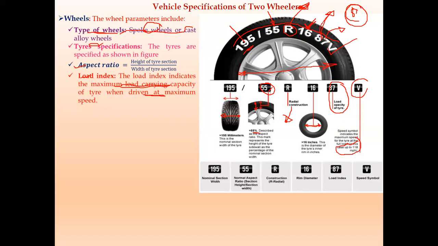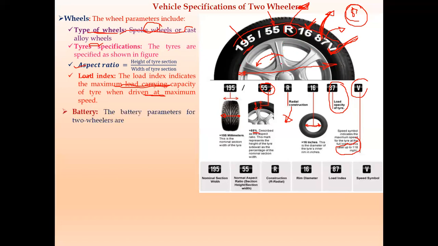87 represents the load carrying capacity of the tire, and V represents the speed symbol. So what will be the speed? Different speeds have different symbols. So these are the specifications of tires and wheels. In case of wheel, now if you see, this wheel is the alloy wheel. Some wheels are called spoke wheels. Now this type of wheel is a cast alloy wheel.